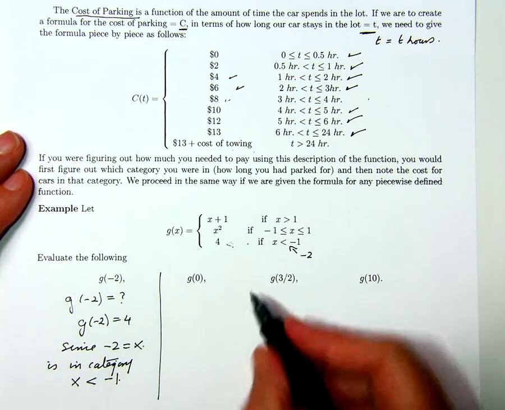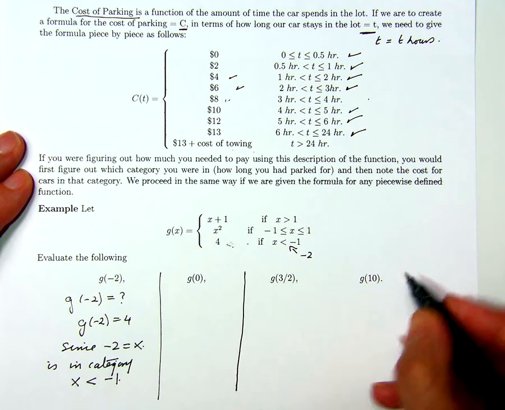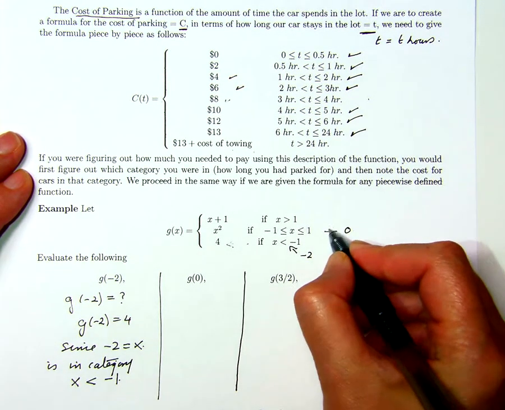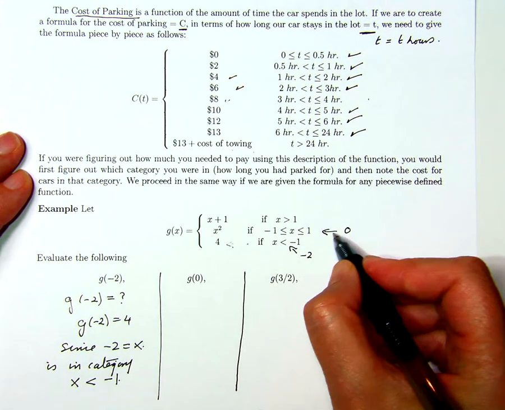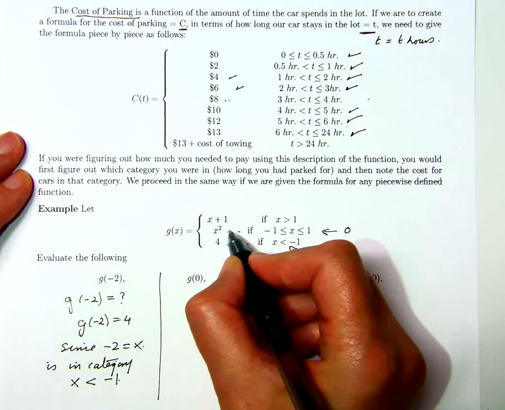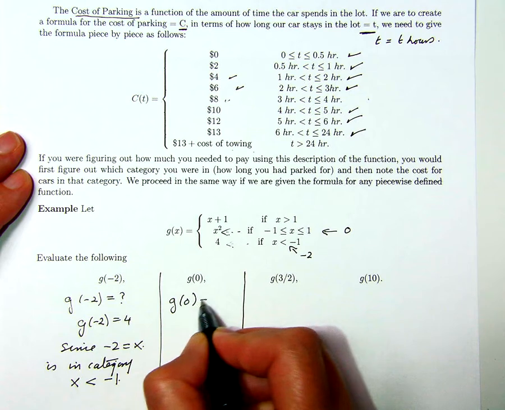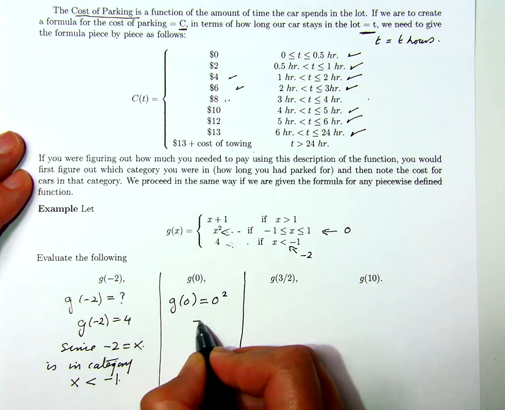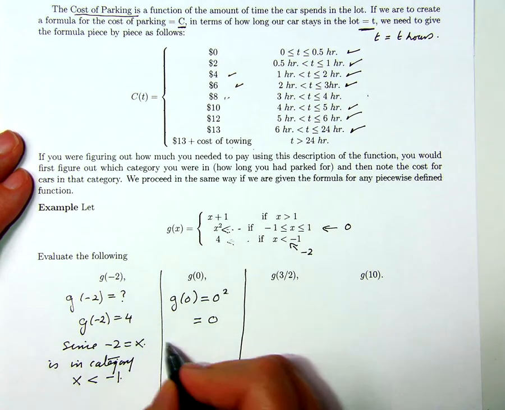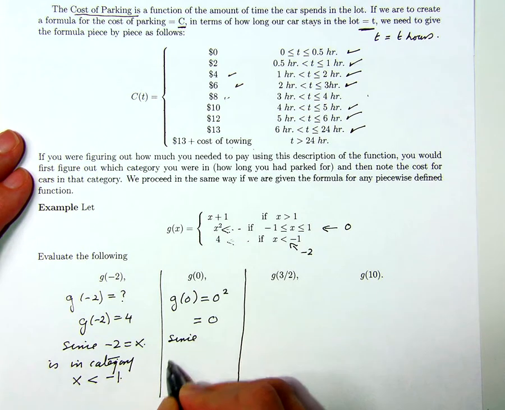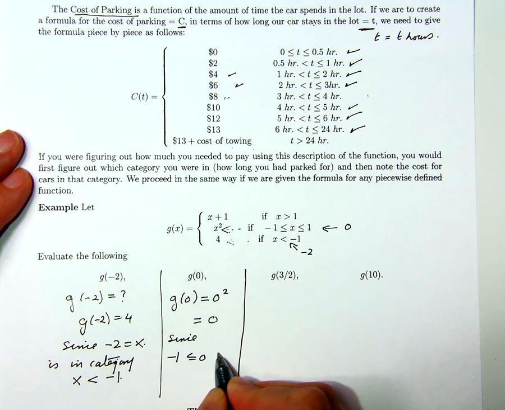What about g of 0? Well, which category is 0 in? It's between minus 1 and 1 for sure. So it's in this category, and in that case, g of x equals x squared. So g of 0 is 0 squared, which is 0, since minus 1 is less than or equal to 0, which is less than or equal to 1.